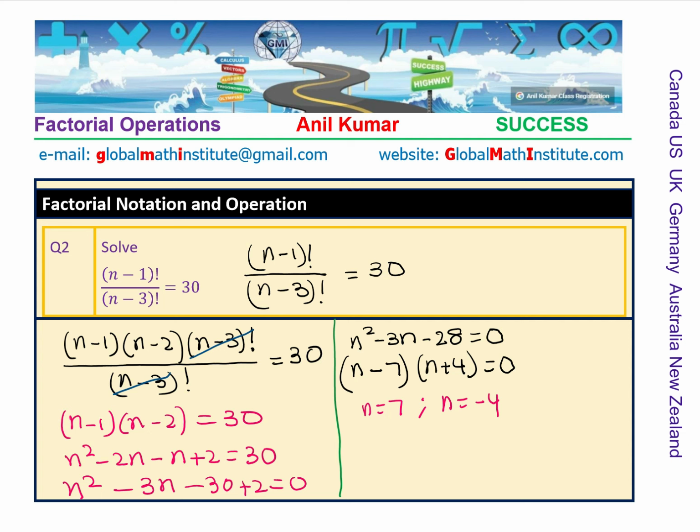Now, n equals minus 4 is not valid, but n equals 7 is valid. So, why is this not valid? It is not valid since n has to be a non-negative integer. Perfect. And therefore, the solution of this equation is n equals 7.